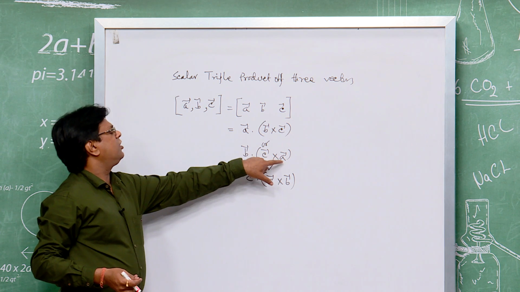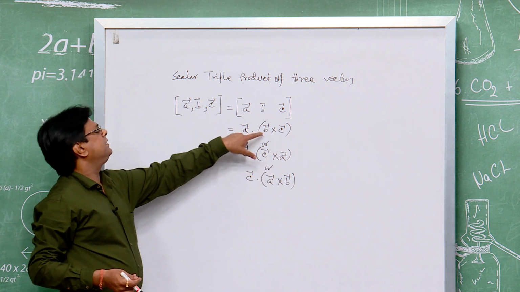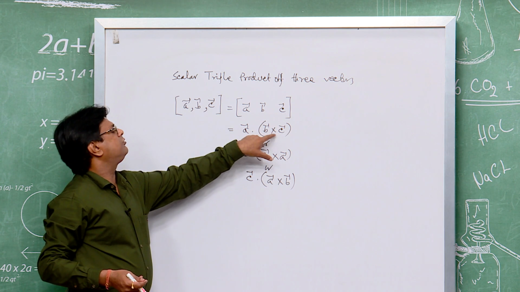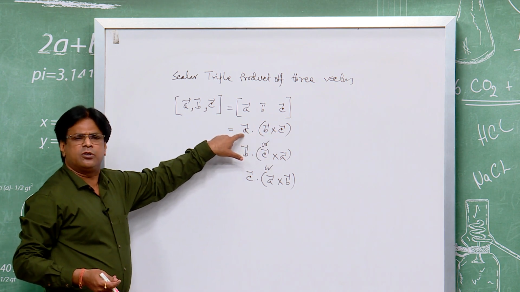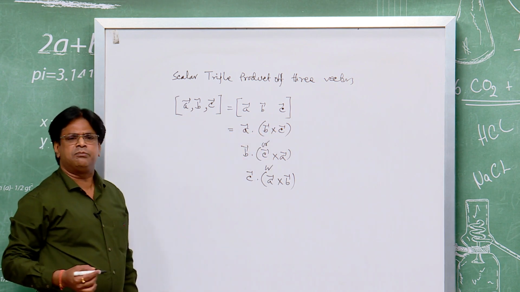Here is C cross A and dot product with B vector. B cross C: first we have to find out B cross C and then make the dot product with C. So, this is your scalar triple product.